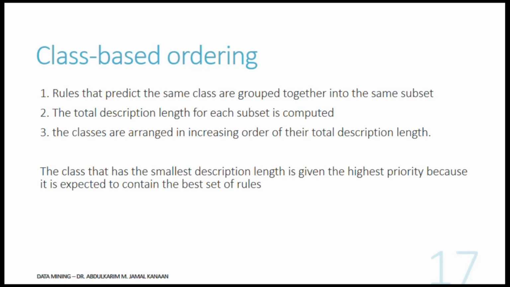Then what we do, we calculate some metric, which we didn't come across in this course, called total description length. So no worry, just based on some metrics, we calculate for each rule first, and then for each subset, the classes that are arranged in decreasing order of their total description length. Anyway, since we didn't come across total description length, this is just for your information. Don't need to worry much about it.